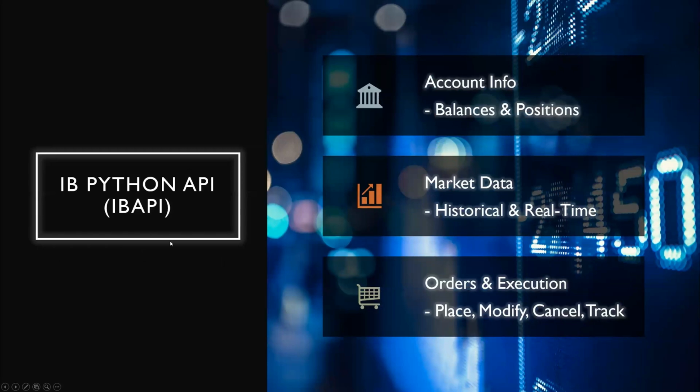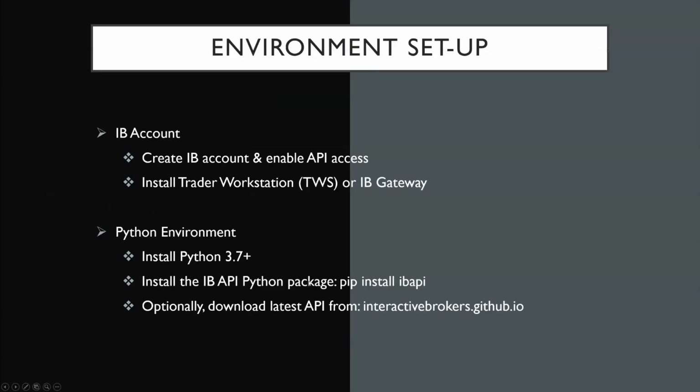With the IB Python API, we can get our account information, balances, and trading positions, and we can get market data, historical or real time. We can manage our orders, check execution details, place an order, modify orders, cancel, track our fills and executions, all from the Python API. And we can do a lot more. I'm just starting you off here.